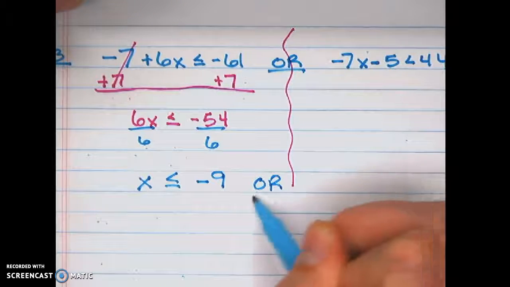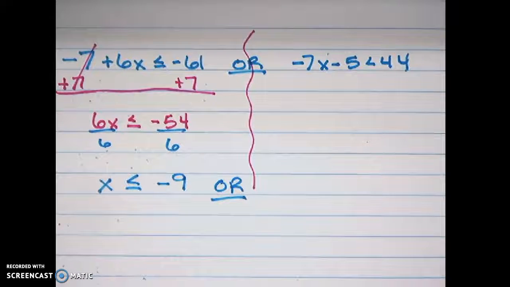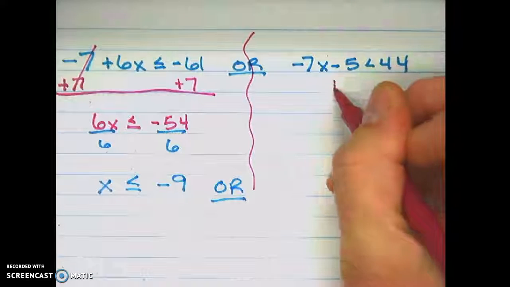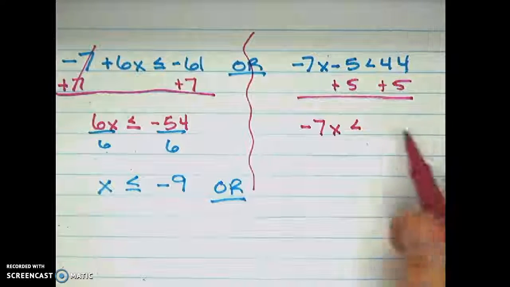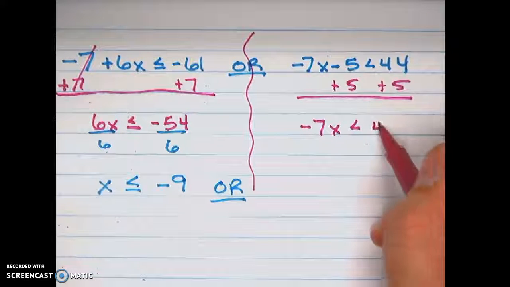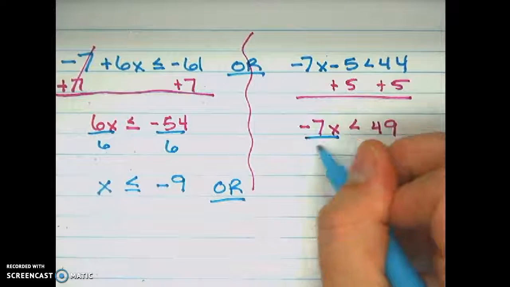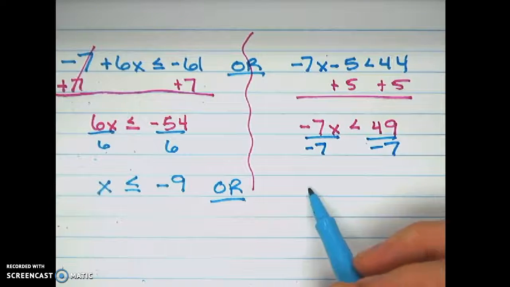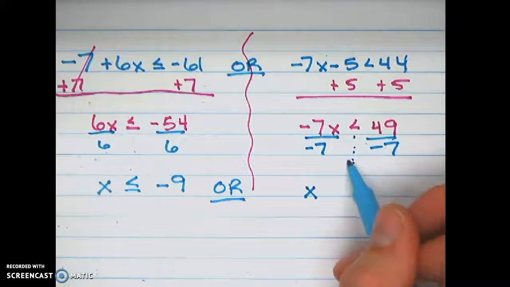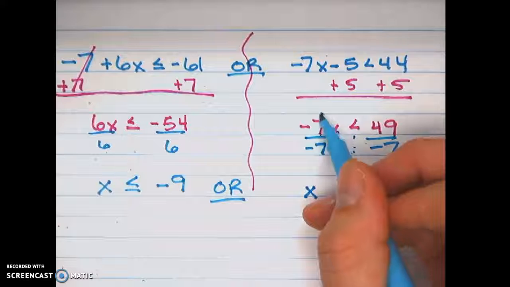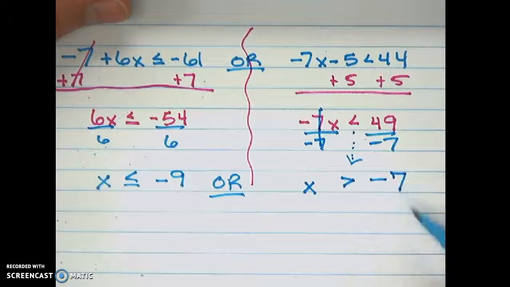That word or is still part of your answer. So x could be less than -9 or, and then you come to the other side and you solve it to figure out what else it could be. I would add 5 here, add 5 here. -7x is less than 44 plus 5 is 49. Now on this one, when I divide, what am I dividing by? A negative. And so when I divide by a negative, what do you have to make sure you do? You got to flip it. So this less than flips to a greater than. When I say flip it, it just switches the direction it's going. 49 divided by -7 is -7.